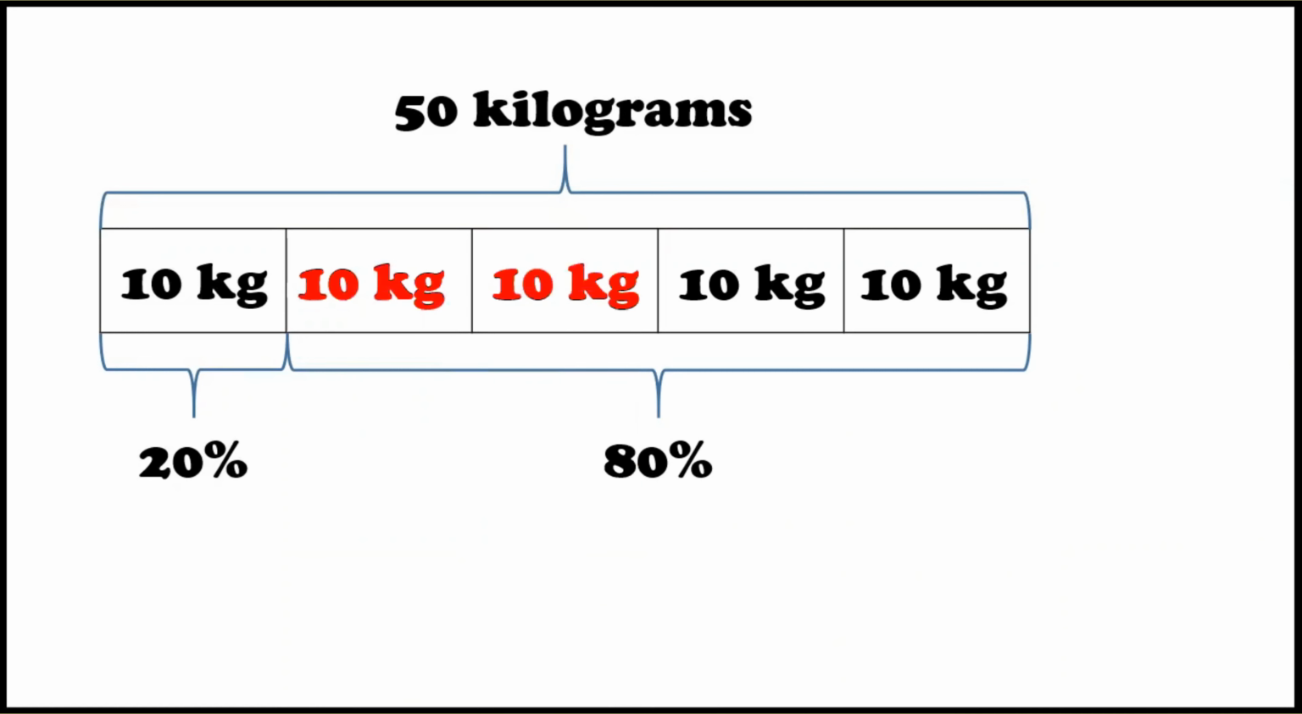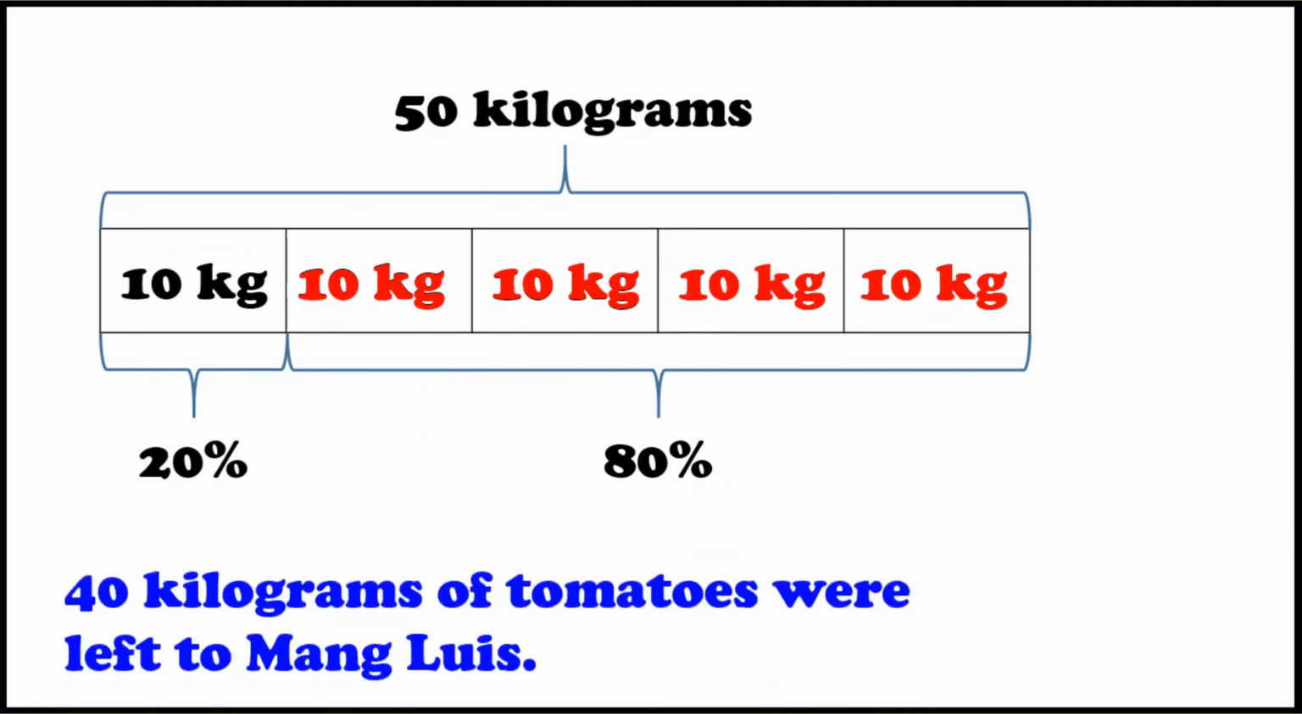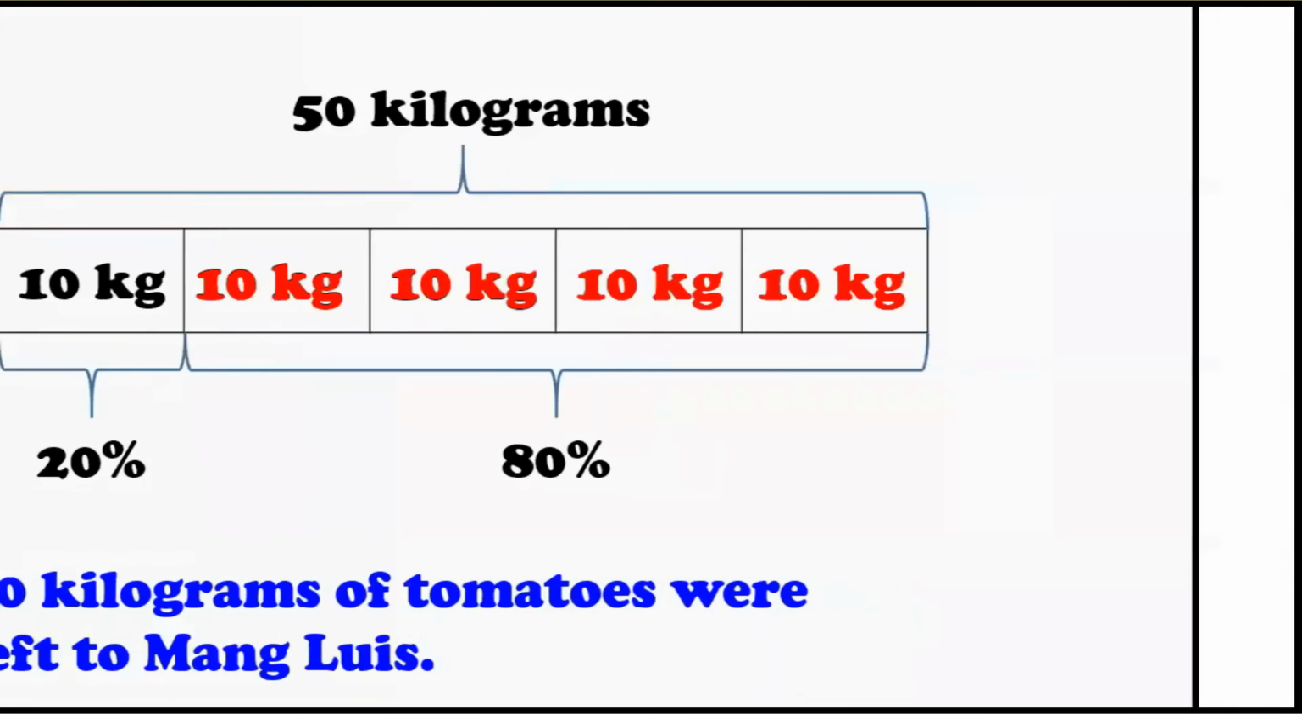So, 10 kilograms, 10 kilograms, and then 10 kilograms. So, 40 kilograms of tomatoes were left to Mang Luis. That is all that was left to him, 40 kilograms, because 10 plus 10 plus 10 plus 10. Okay.